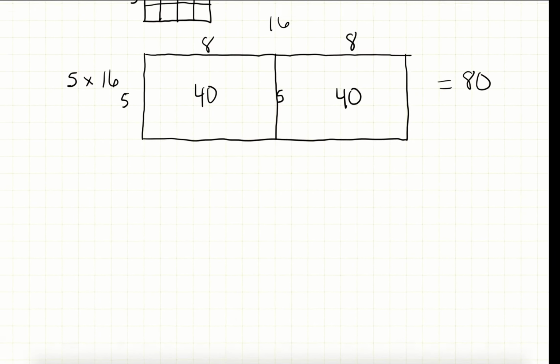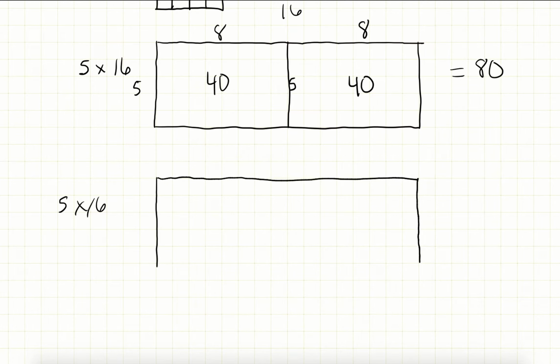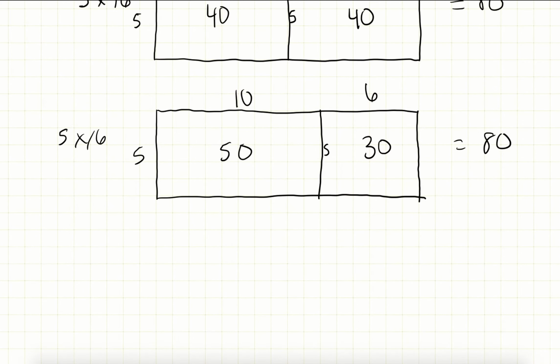Okay, now I could divide it up differently. Sometimes maybe you want, instead of dividing it up with 8 and 8, what if you divided it up with 10 and 6? Okay, this is 5 times 10, which is 50, and then 5 times 6, which is 30, and then you could add those two parts together, and it's 80. So still 80, even though I divided it in a different spot.